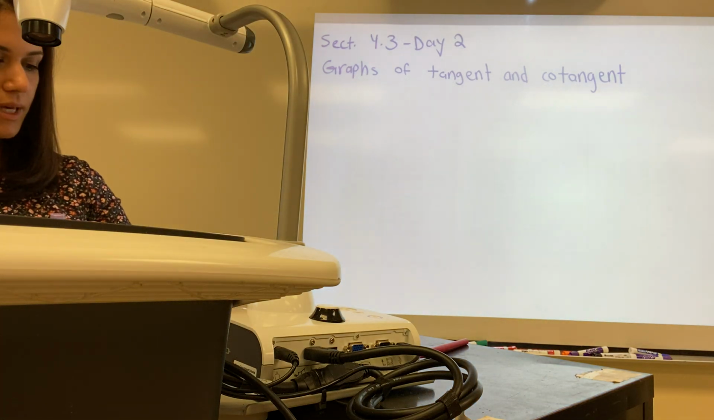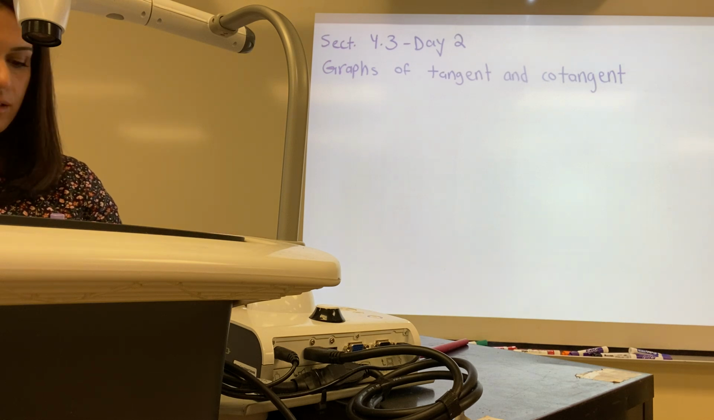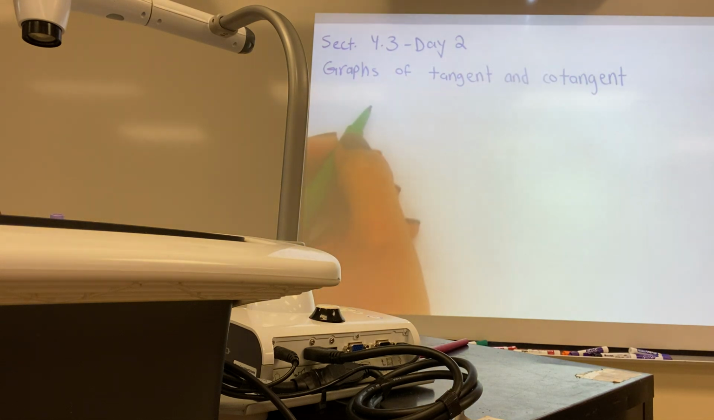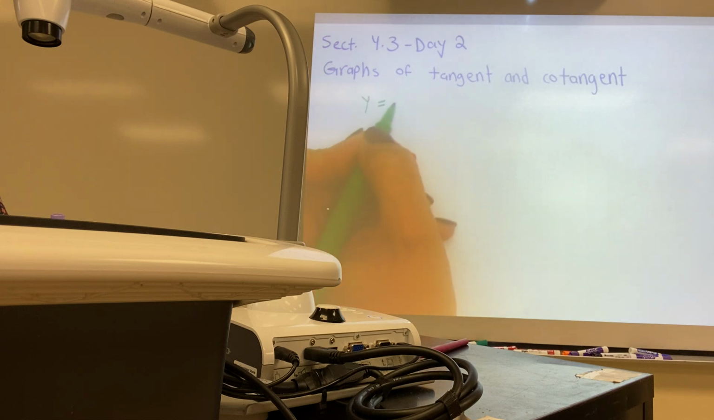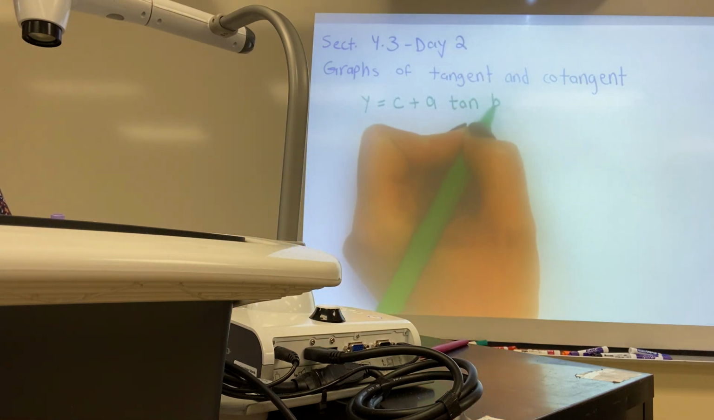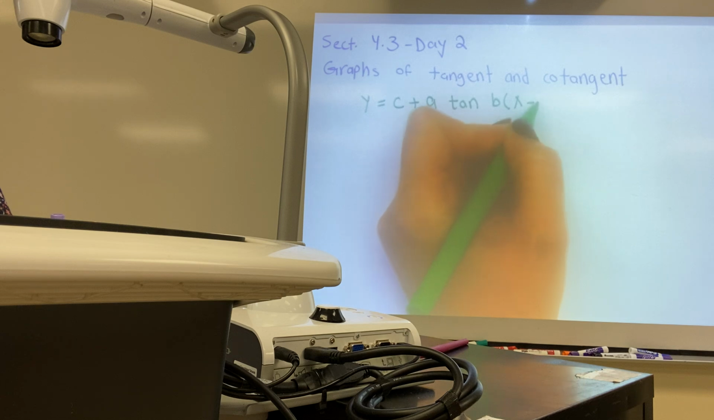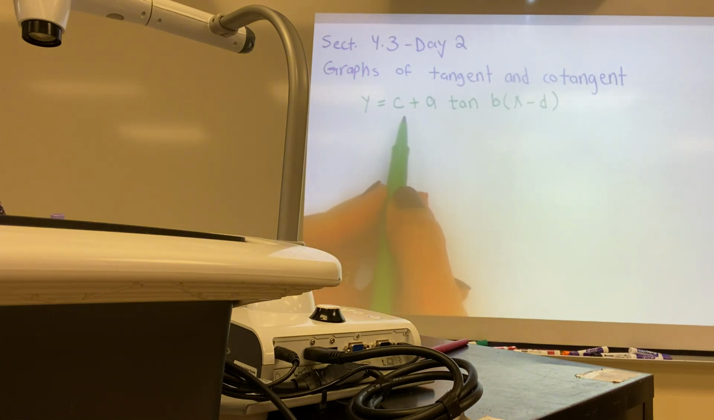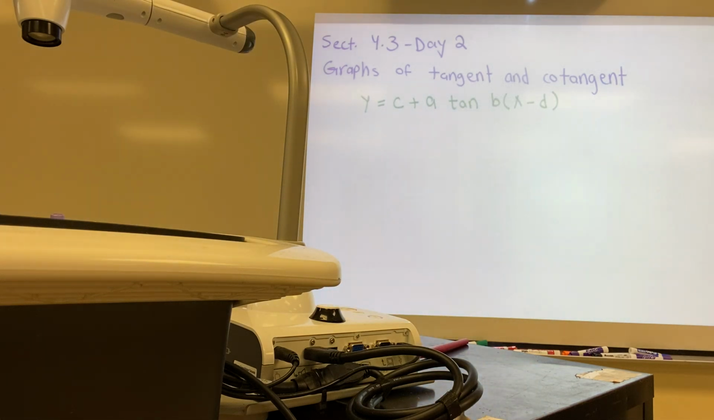Okay, so to be able to graph, we will need to have the equation for the tangent. We'll look at tangent first. So the equation for tangent function is y equals c plus a tangent b x minus d. So this is about the same as what we had earlier in the first and second sections with sine, cosine, with shifts and amplitude, everything.